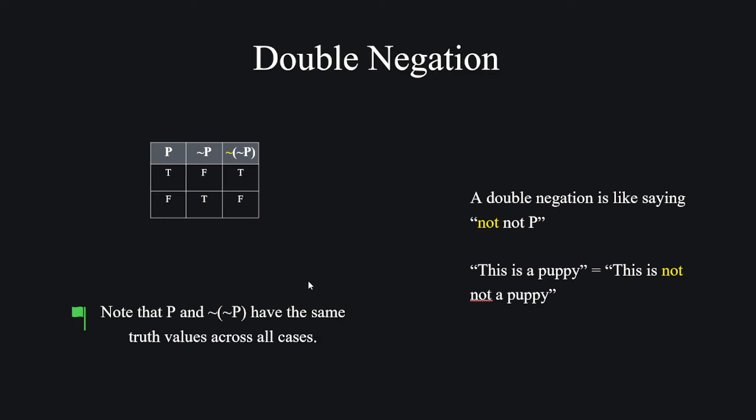Negation also applies to more complicated sentences, which I can get into later. There's something called De Morgan's Law, but at this level, we'll talk just about negation.